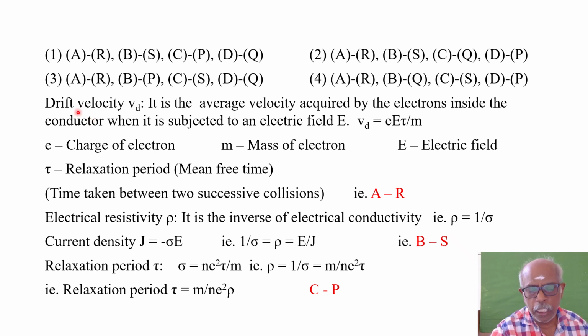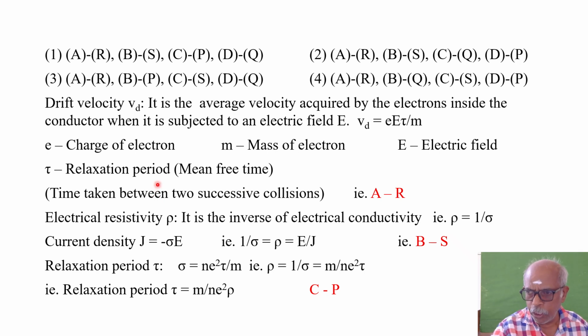Let us discuss the question. You know that drift velocity Vd is the average velocity acquired by the electrons inside the conductor when it is subjected to an electric field E. Even in your textbook, it has been given that the drift velocity Vd is equal to E tau divided by M. What is e? Charge of electron. What is M? Mass of electron. What is E? Electric field intensity. And tau is the relaxation period.